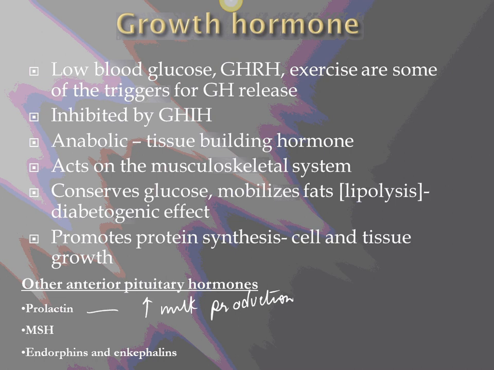MSH already told you about. Endorphins and enkephalins are hormones which are produced especially during pain and other times, and these kind of help you to feel good. So they're like the feel-good hormones.